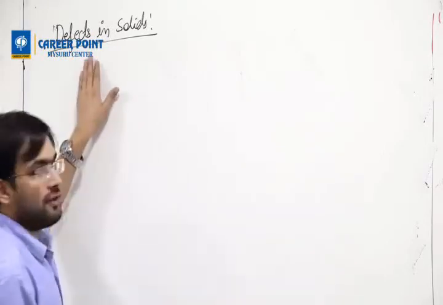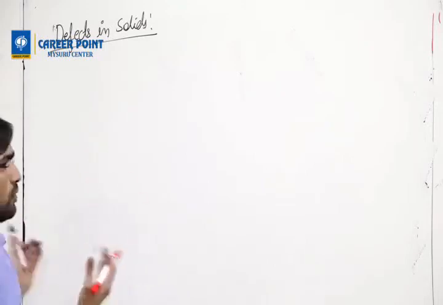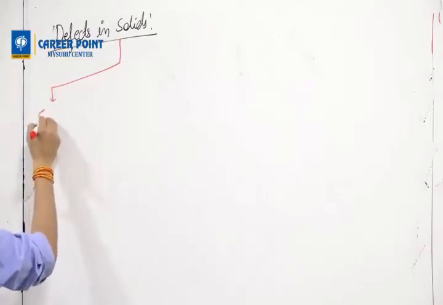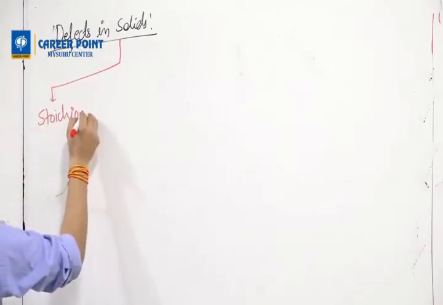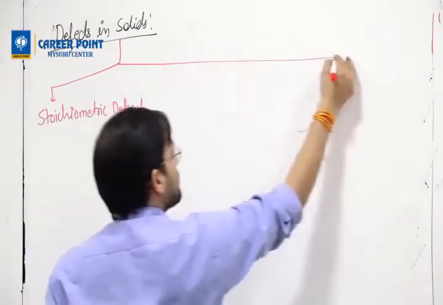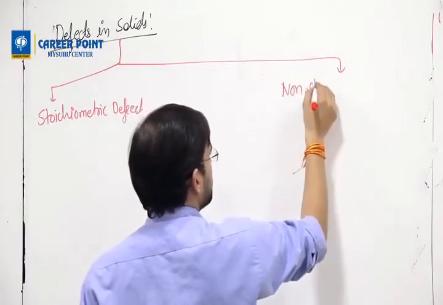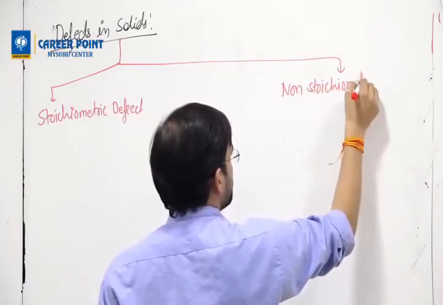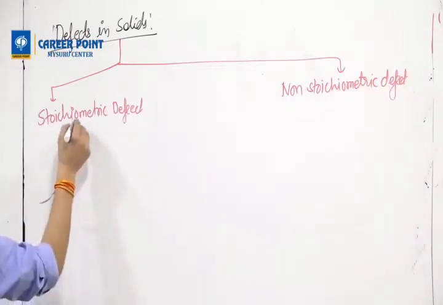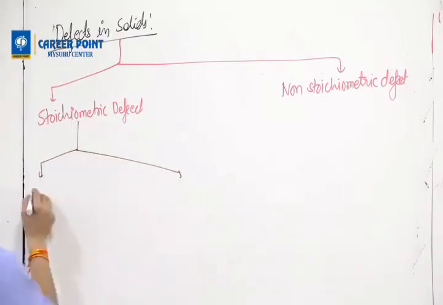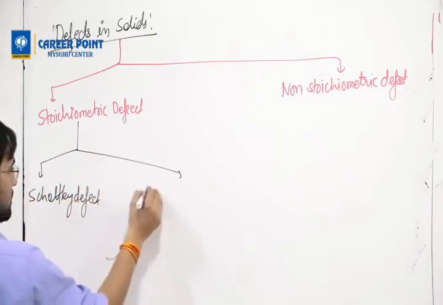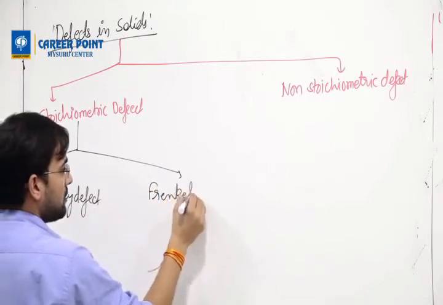So the next heading is defects in solid. Already I told you what is defects in solid, what is the definition. These are of two types. First one is known as stoichiometric defect. Second one is known as non-stoichiometric defect. Stoichiometric defect is of two types: Schottky defect, and another one known as Frenkel defect.